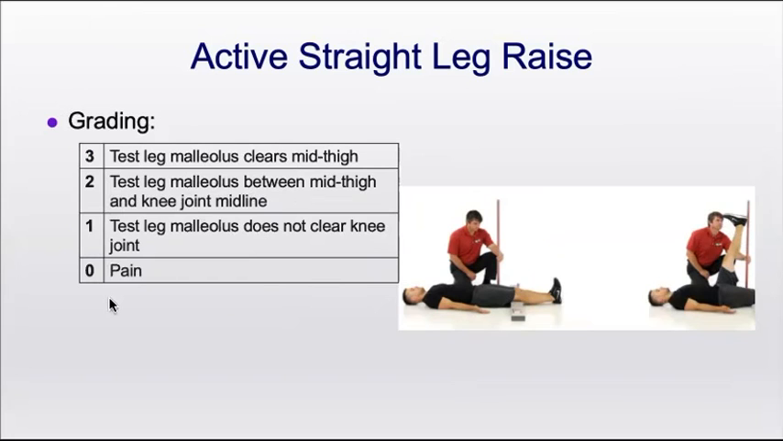In order to grade this, if the individual can bring their leg past the midpoint, so between midpoint and their ASIS, then they're scored a 3. If they can only bring their leg up so that their foot goes past the knee but does not pass that mid thigh, somewhere in this area, that's scored as a 2. And if they cannot pass their knee with their malleolus, then that's scored as a 1. And if they have any pain, that is a 0.